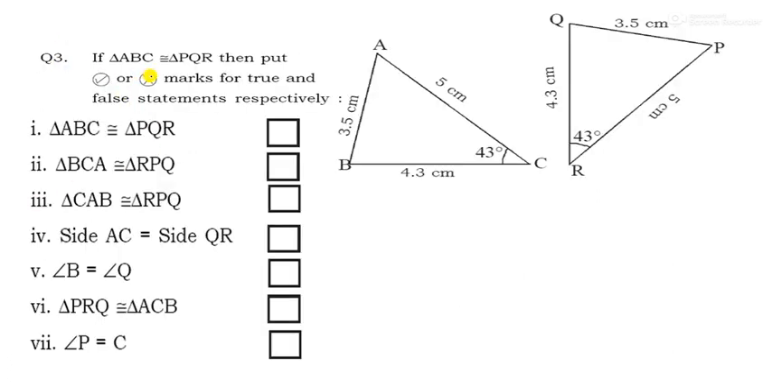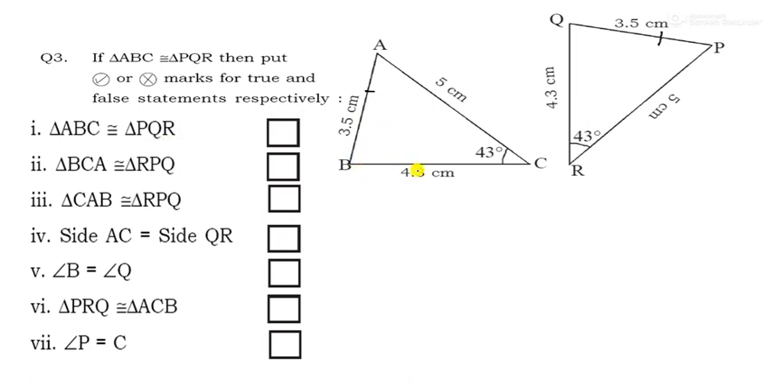Now come to the third question. Here is a tick mark question. Triangle ABC congruent to PQR. So first of all, you can say here ABC. Where is AB? AB is this one, and PQ is this one. Both the sides are equal. Correct, the sides are equal.